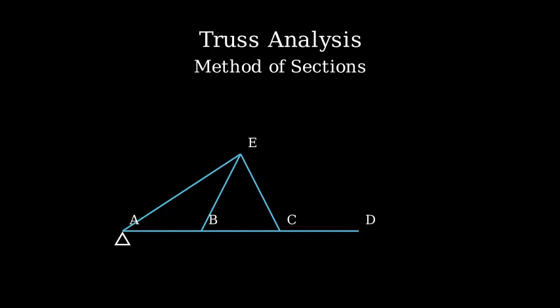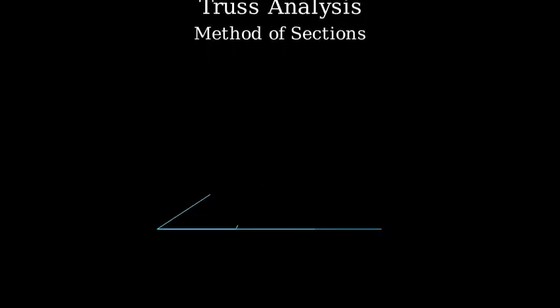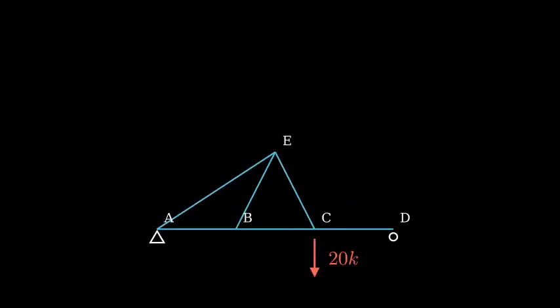Let's start by drawing our truss. Here we have a simple truss with members arranged in a triangular pattern. The truss is supported by a pin at A and a roller at D. A vertical load of 20 kips acts downward at point C.